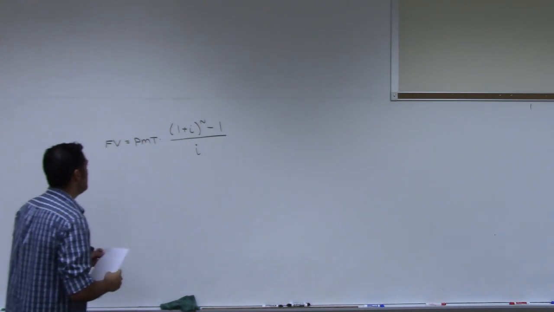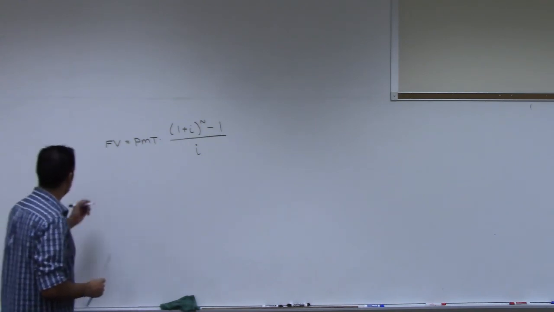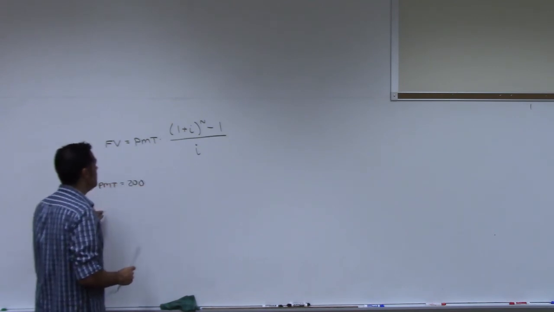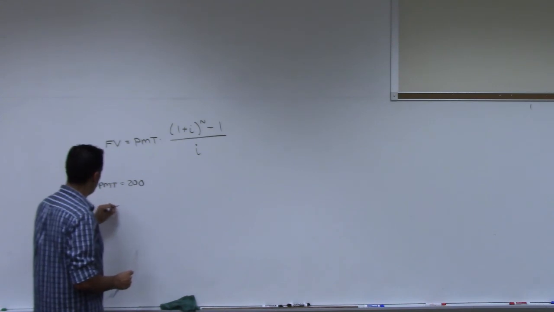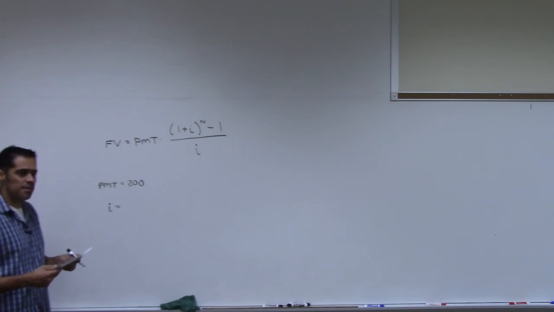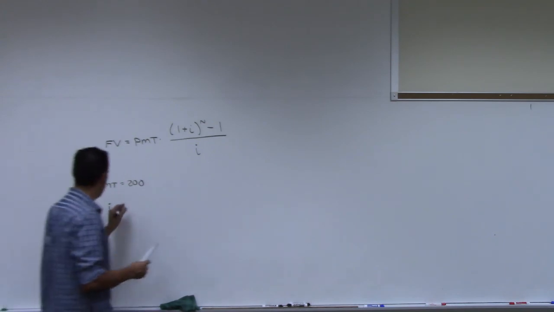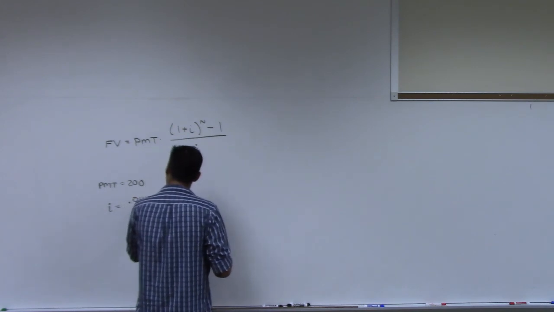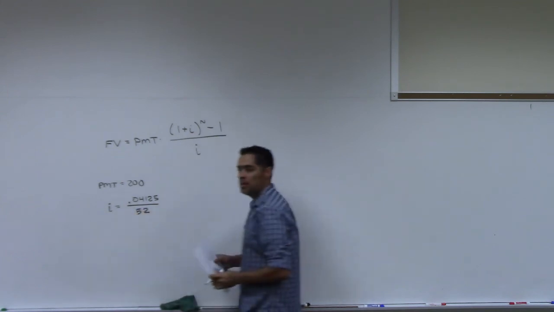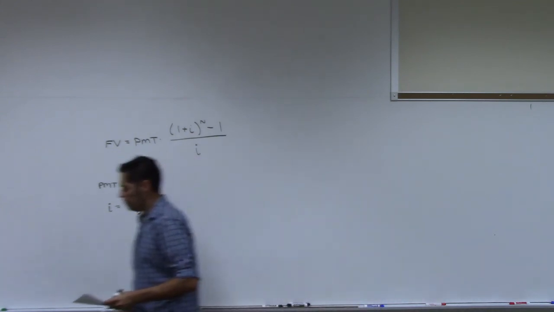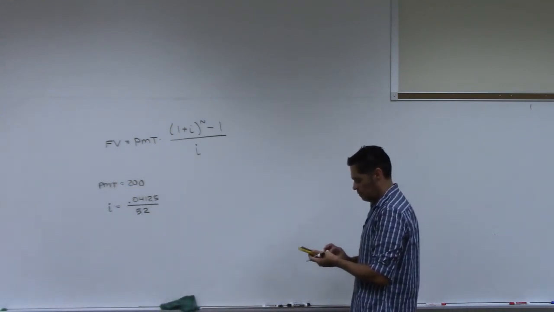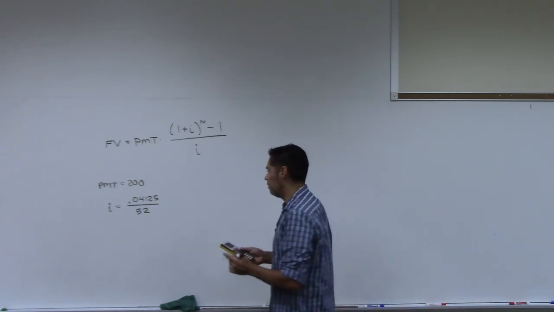All right, so what pieces do we know about this? Do we know the payment? 200. We're putting in 200 a month. Do we know the interest rate? It's 4.125%, but how often is it compounded? Weekly. So we take 0.04125 and divide it by however many weeks there are in 1 year. So 52 weeks in a year. This is going to be a very small number.